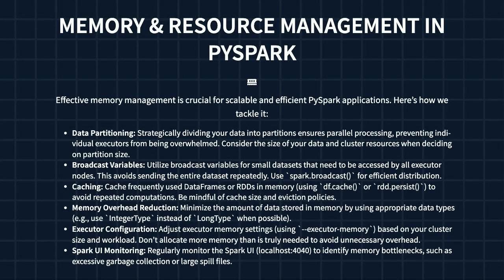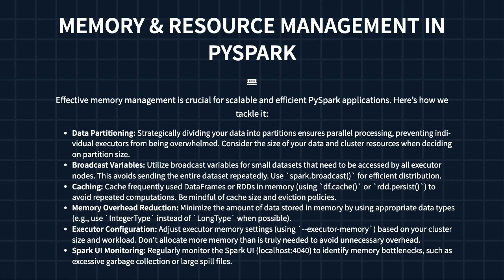Okay, let's talk about keeping your PySpark jobs running smoothly, specifically how we manage memory and resources. Think of it like this. You have a team, your executors, working on a big project, your data. If everyone's trying to juggle too much at once, things slow down and eventually crash. Partitioning helps divide the work evenly, so no one gets overloaded. Then, for small datasets that need to be shared across all the team members, we use broadcast variables. This is like handing out a single copy of an important document.